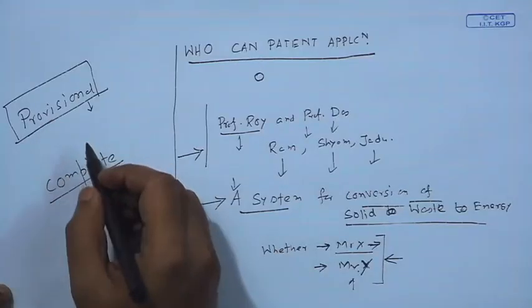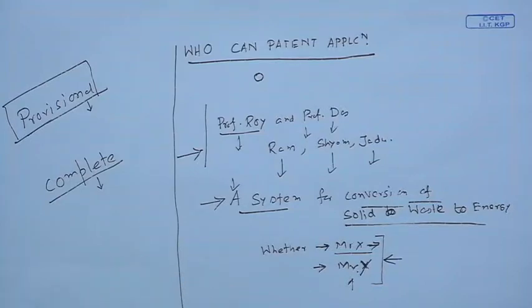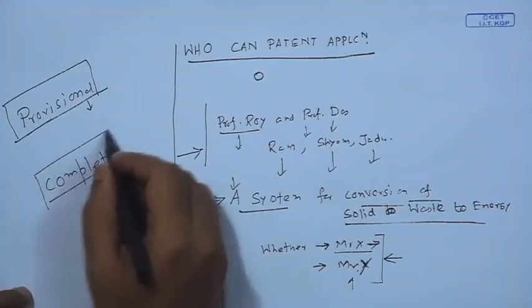So if you get the priority, you have to complete your invention within 12 months. A provisional specification gives you a priority to complete your invention within 12 months. If you are not able to complete within 12 months, then you will lose the priority.